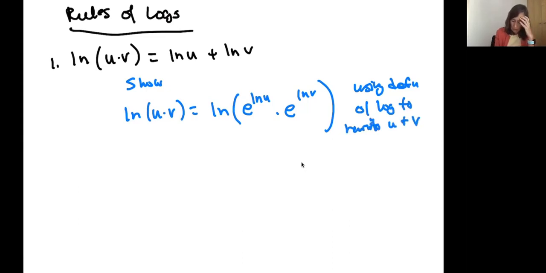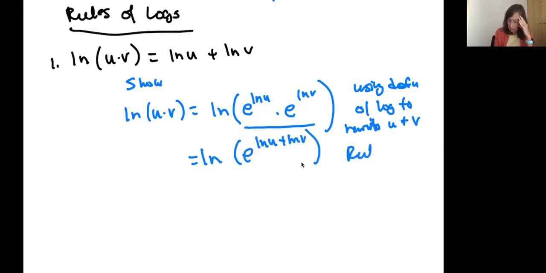Fine. So keep going here, just looking at what I've got in the parentheses. Oh, look what I've got here. I've got the same base raised to different exponents. I'm going to use the rule of exponents here. That is e to the log u plus log v power, by rules of exponents: a to the n times a to the m is a to the n plus m.